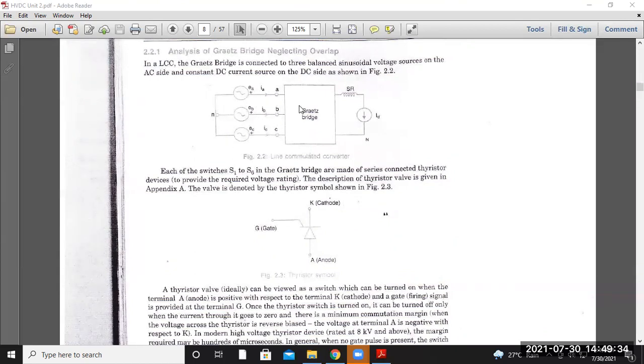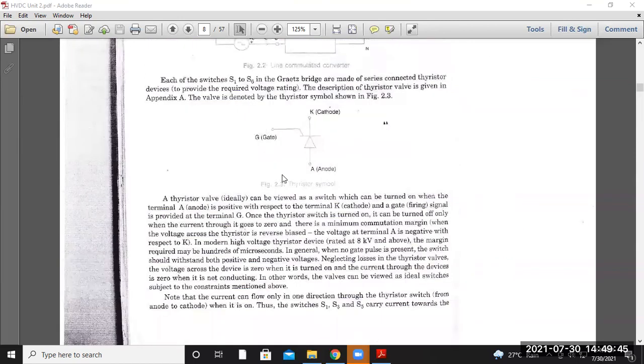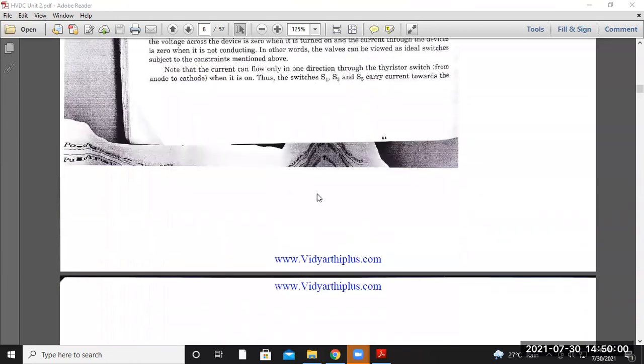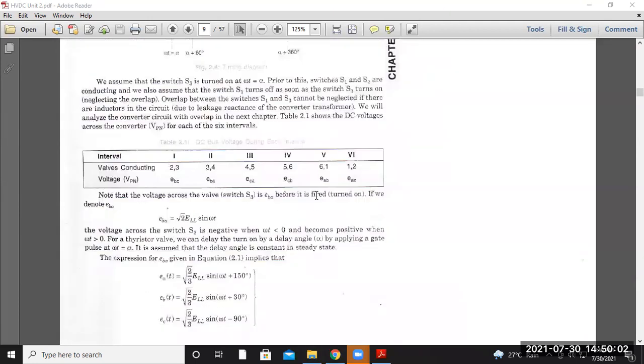That is the point of A, B, C, and there is a bridge connected with a smoothing reactor here, and the current flowing through the DC link is ID. Now this is the circuit diagram of a thyristor. This is the thyristor symbol, which has three terminals: one is the gate, another is the cathode, denoted by K, and another is the anode, denoted by A. These are some basic things that you have studied in the previous classes.